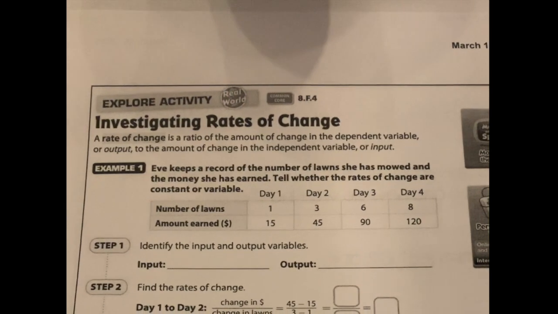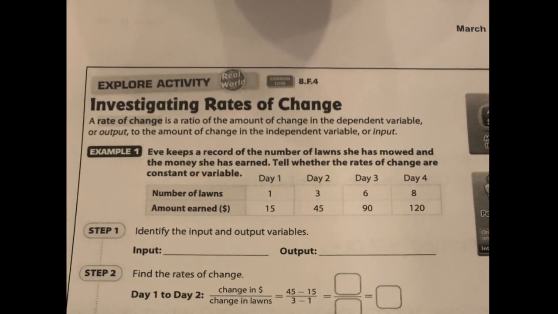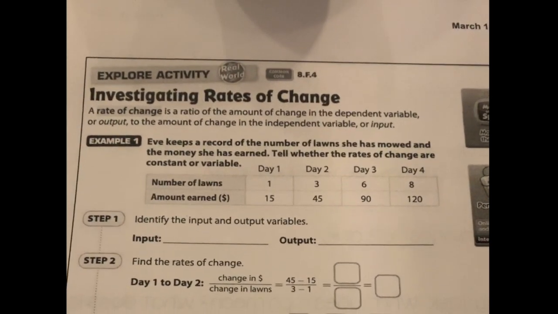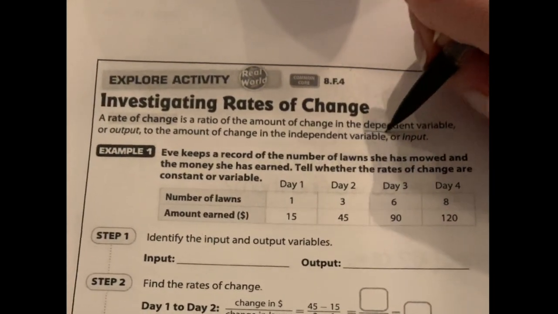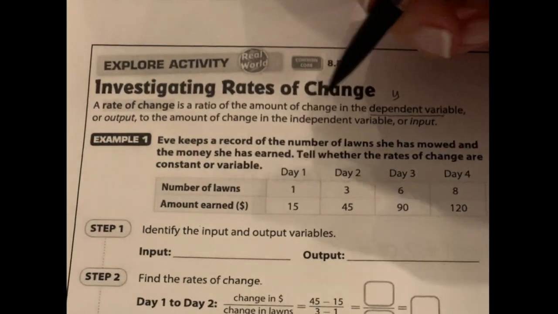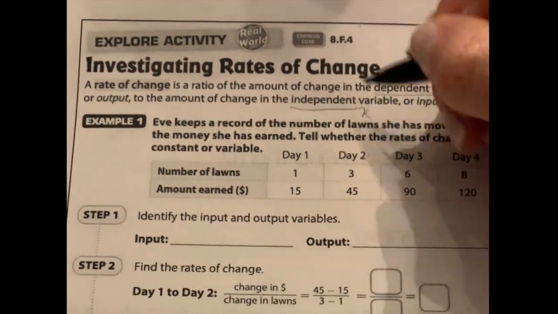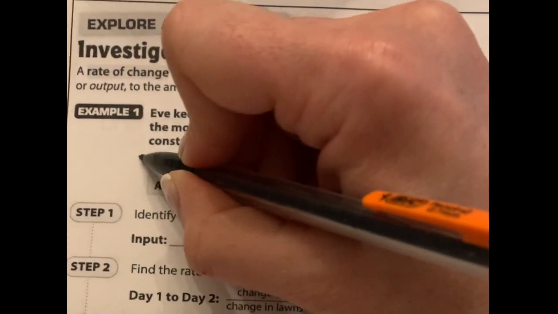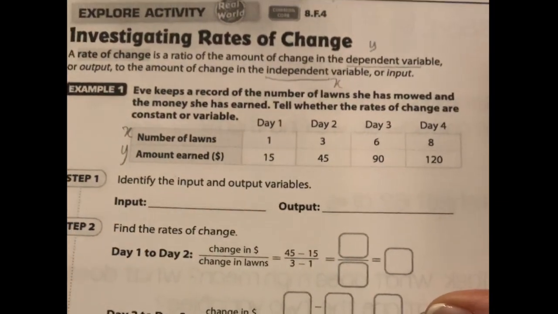So we begin with this explore activity, investigating the rates of change. A rate of change is a ratio of the amount of change in the dependent variable, which is the output, to the change in the independent variable, which is the input. Remember from last year that the dependent variable, that's your y, and the independent variable, that's your x, okay? When we look at a table, the input's usually on top and the output's usually on the bottom. So we're thinking about x's and y's. The x would be on the top and the y would be on the bottom.